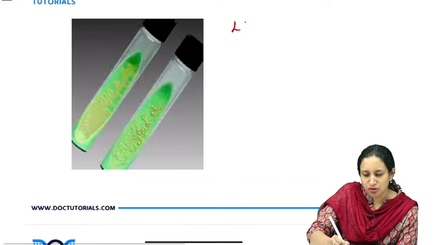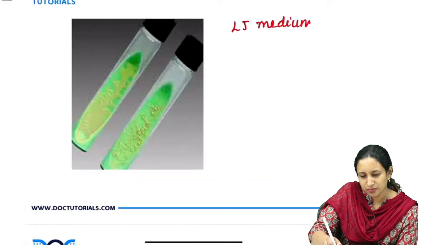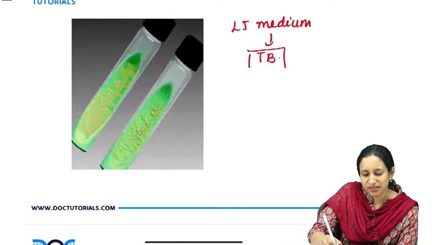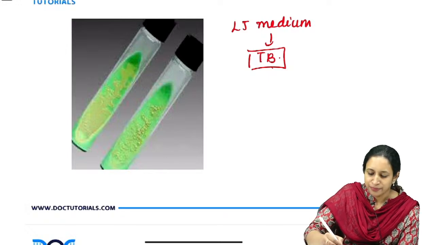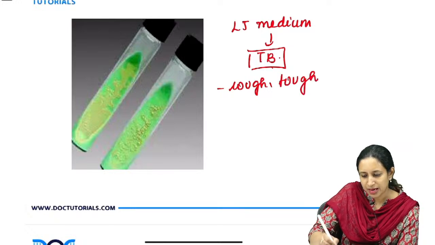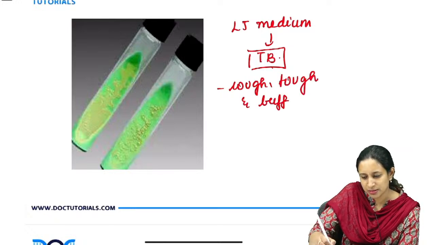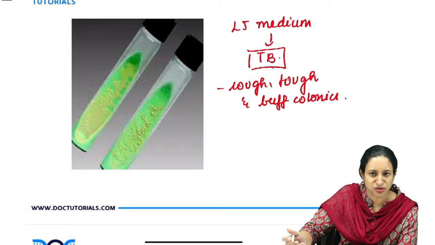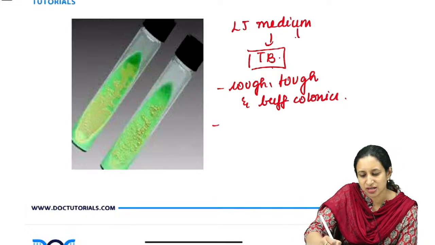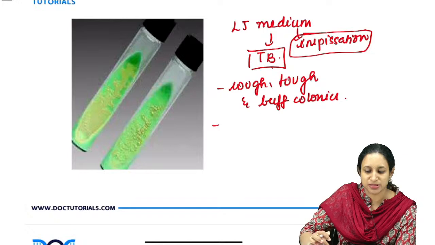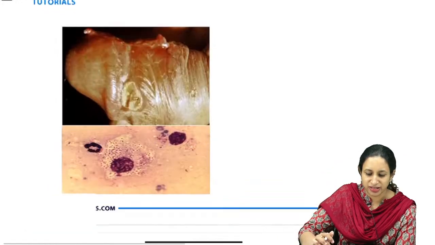So this is an image of LJ medium, which is used for tuberculosis. And what is the important finding that you have to remember for LJ medium? Rough, tough and buff colonies are seen on LJ medium. And how do you sterilize your LJ medium? It is by inspissation. LJ medium is sterilized by a method called inspissation, and this is the typical colony finding that you see.